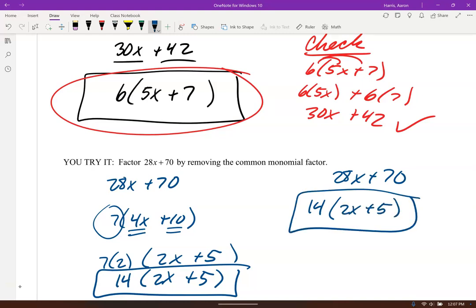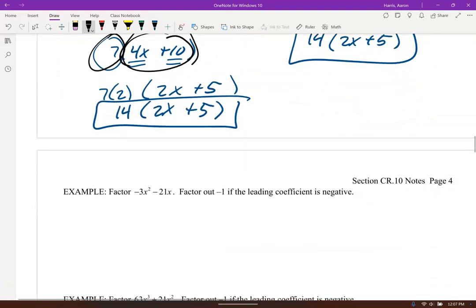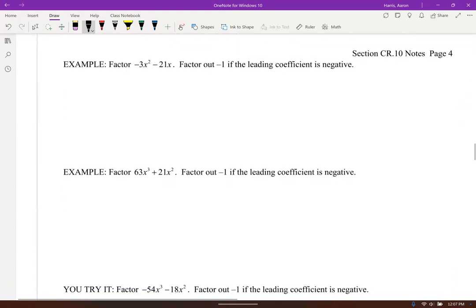So that can be kind of tricky. I would have done the same thing probably, is take a 7 out, but hopefully you see that you can go further with the 4 and the 10 there on that one. So the greatest common factor, there's 14, what you want to take out.